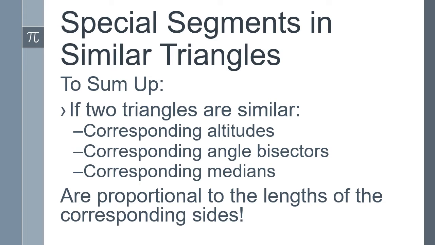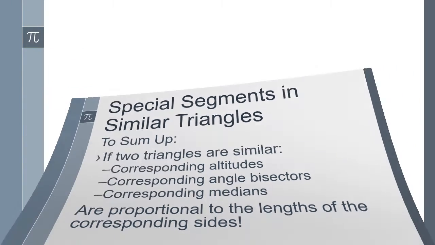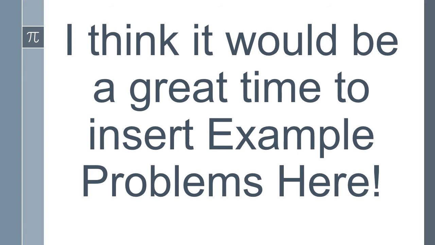All right, so special segments in similar triangles continue. To sum this up, if two triangles are similar, corresponding altitudes, corresponding angle bisectors, and corresponding medians are proportional to the lengths of the corresponding sides. I think it would be a great time to insert example problems here.